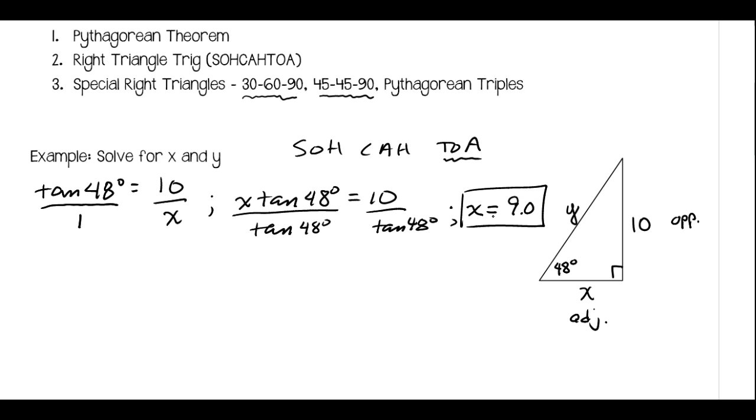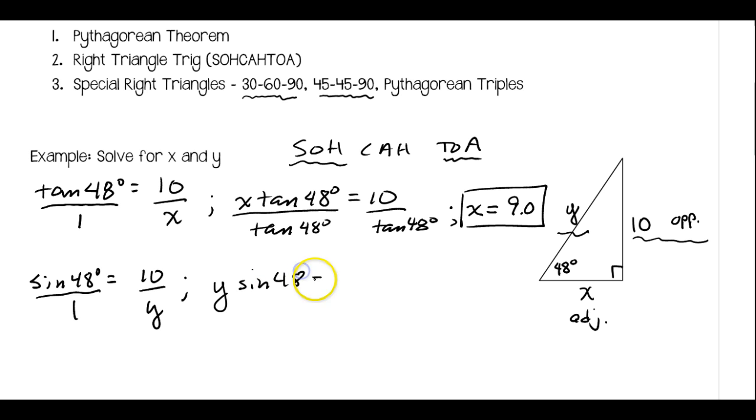Now once we have x and we know what the opposite side is, we could use Pythagorean theorem on those, but I'm going to go ahead and get some extra practice using right triangle trig. So now I'm working with the opposite side and the hypotenuse. Opposite and hypotenuse is the sine. So the sine of 48 degrees is opposite, which is 10, over hypotenuse, which is y. So again, I'm going to put this over 1. I'm going to cross multiply to get y sine 48 is equal to 10. Divide both sides by sine 48, and I get that y is about 13.46.